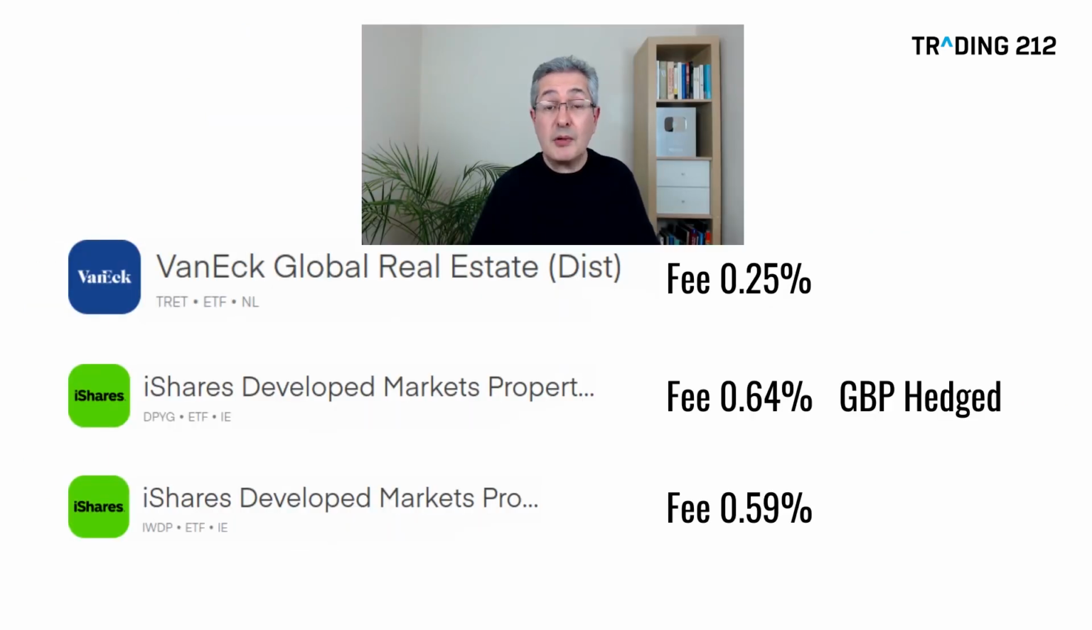Here are 3 global real estate funds available on Trading 212. Notice that the fees here tend to be higher as property is more expensive to manage and to buy and sell than stocks or bonds. These costs will be passed on to you in the management fee. REITs are usually bought by investors to provide some income, but also to diversify the stocks in a portfolio.